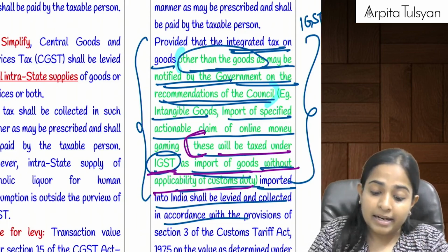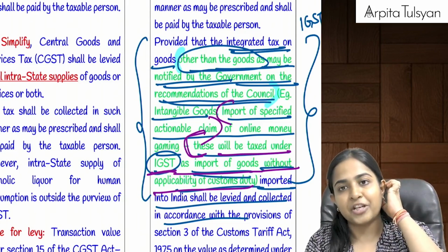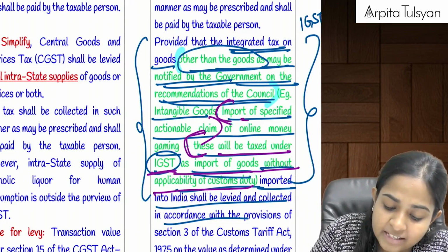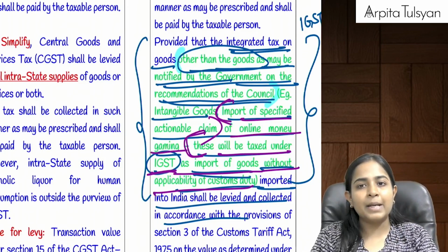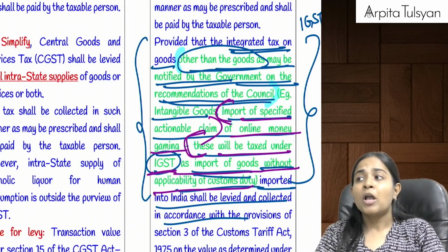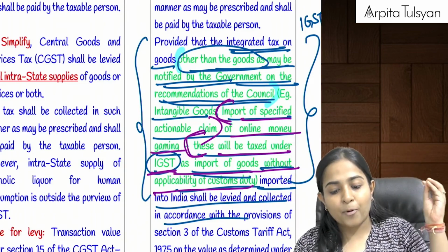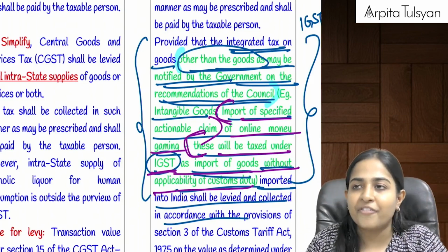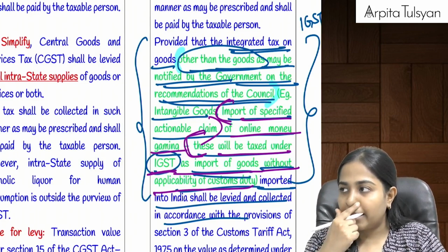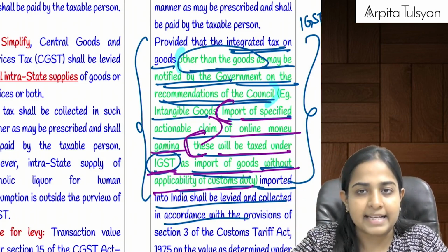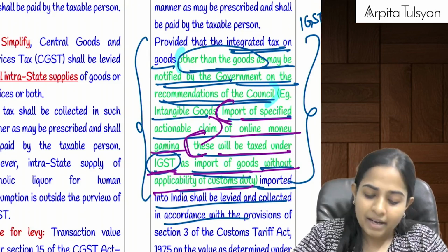Similarly, when there is import of specified actionable claim, we had studied in the last chapter amendment, import of specified actionable claim of online money gaming. Let's say just like your Dream 11, let's say there is some other online gaming website outside India, and they are providing this supply of specified actionable claim here in India. Again, that is intangible. Again, it will not have any custom clearance, etc. So on that, custom duty is not applicable, but IGST will be applicable.